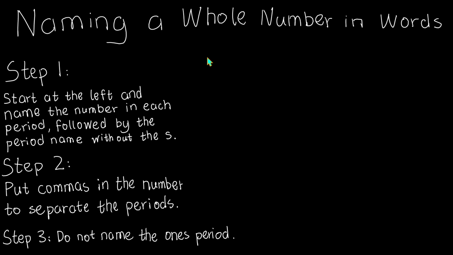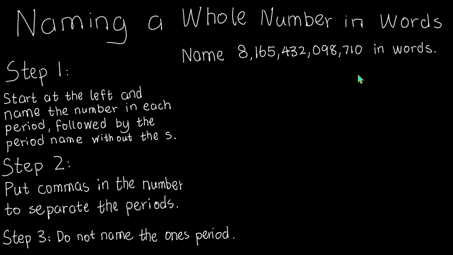So now let's do an example. Let's name this huge number in words. So the first step says, start at the left and name the number in each period, followed by the period name without the s. So let's try to identify the period first. So this would be the ones period. This would be the thousands period. And this would be the millions period.